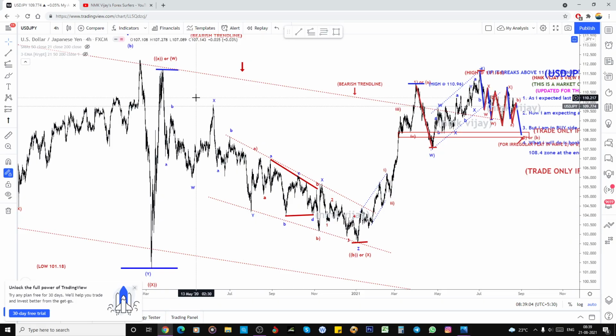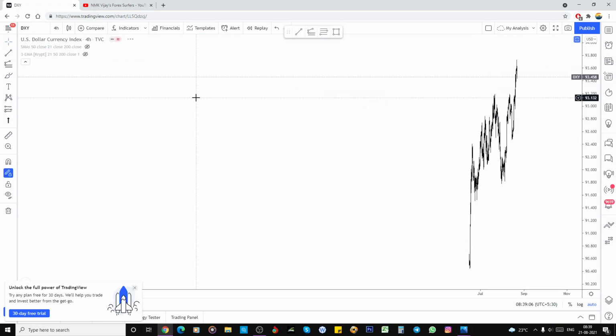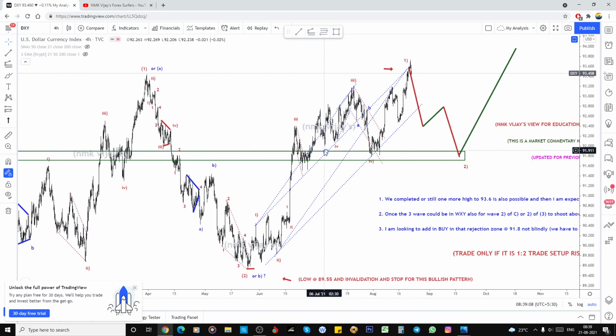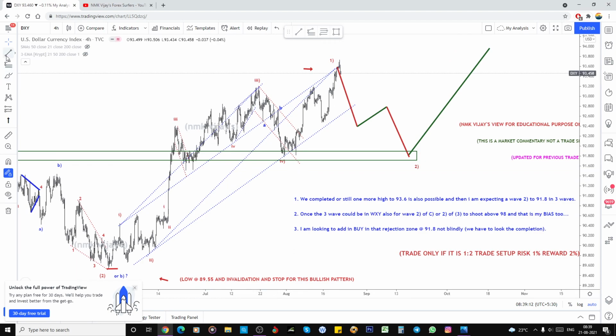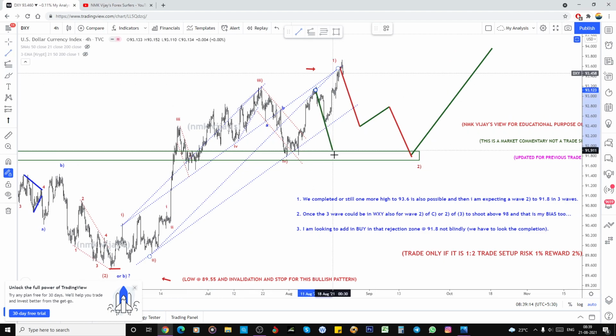Okay, let's move on to DXY. So DXY, as I expected here, one more three-wave down from here. I expected it like that only, but as I explained last week, it just made a high of 1.001 pip, and then again there is a three-wave structure and again it went for the high.